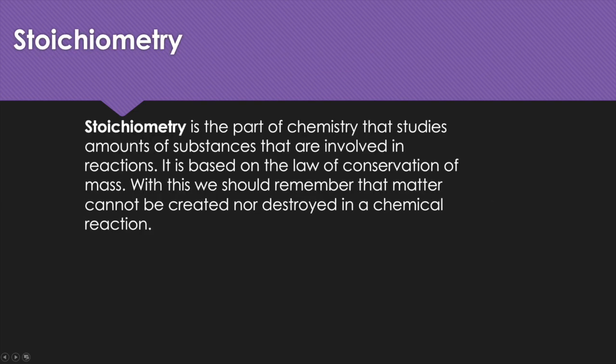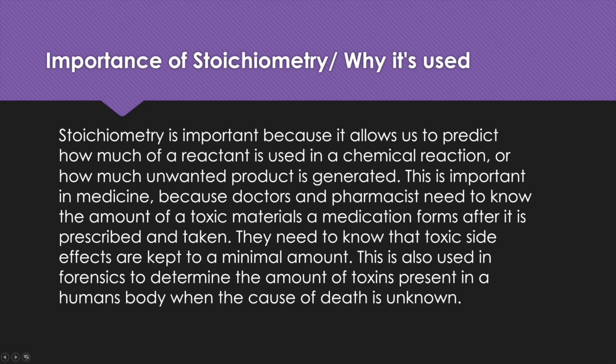Now, to get on to the fun concept, stoichiometry. Stoichiometry is the part of chemistry that studies amounts of substances that are involved in reactions. It is based on the law of conservation of mass. With this, we should remember that matter cannot be created nor destroyed in a chemical reaction. First, let's talk about why stoichiometry is important and why it's used. Stoichiometry is important because it allows us to predict how much of a reactant is used in a chemical reaction, or how much unwanted product is generated.